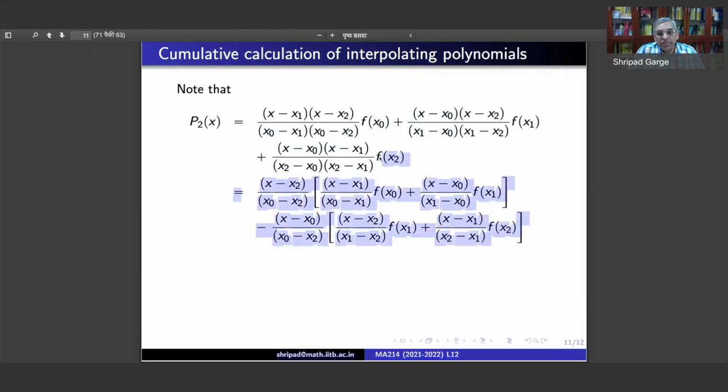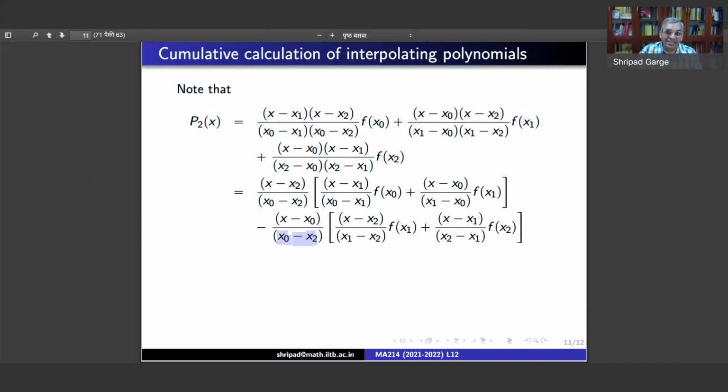Similarly, the f of x2 component can be checked. You have x minus x0, x minus x1. Here outside you have x minus x0. There is a negative sign. Okay, we will think about that. The numerator at least is x minus x0 and x minus x1. Numerator seems to be correct. The denominator is x2 minus x0 and x2 minus x1. x2 minus x1 has come all right, but x2 minus x0 has become x0 minus x2, and indeed with the negative sign that would have been taken care of. So f of x0 component is correct, f of x2 component is correct.